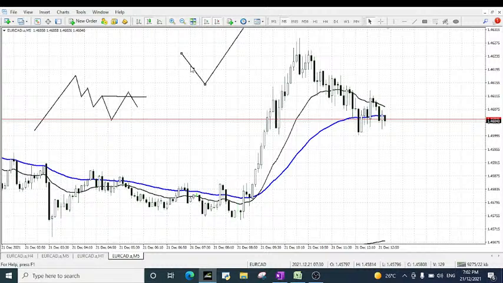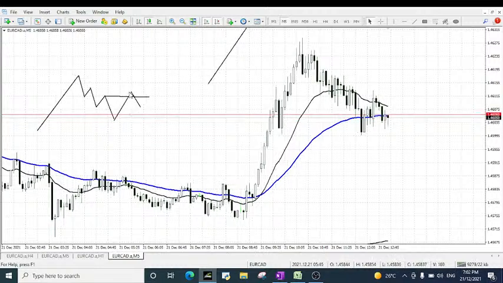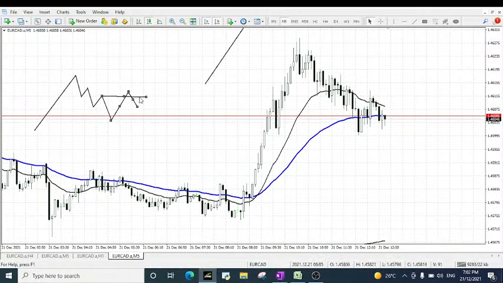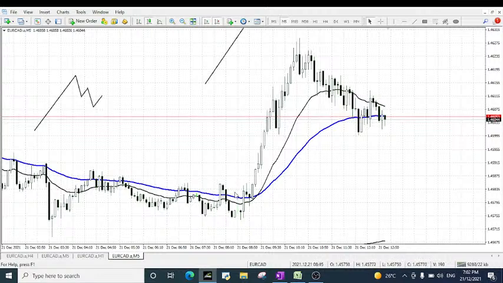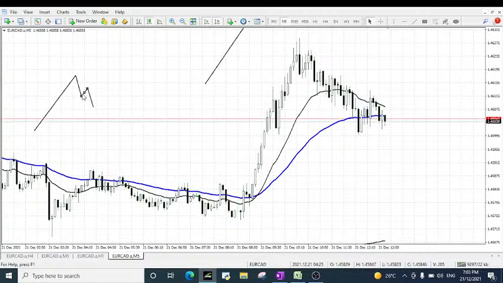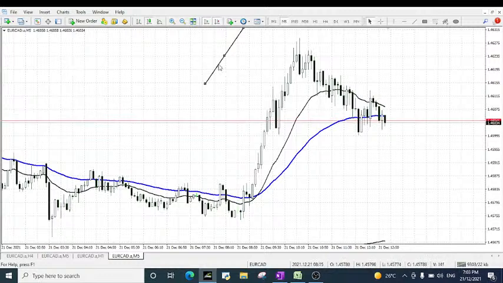So there are different types of pullback. You have a simple pullback, you have a complex pullback, you have a pullback to support or resistance, which is what I just showed you guys here. Market rallies, you wait for a pullback to a support or resistance zone, you take a trade. Or you can use a Fibonacci. I use it in my trading. I use it quite often. I use it to decide where to get involved.